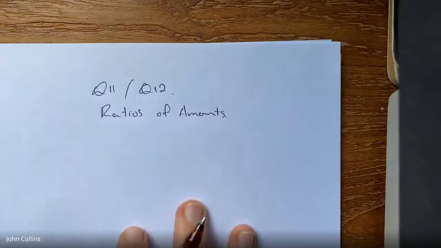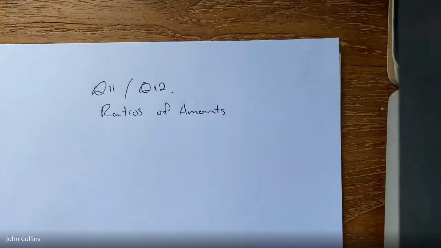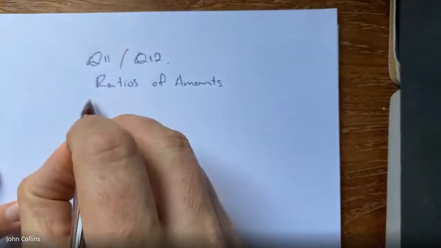So look at question 11 and 12, ratios of amounts. So tricky blue style questions. The three angles of a triangle are in the ratio 1 to 2 to 3. What's the magnitude of each angle? So magnitude means what's the size of each angle.